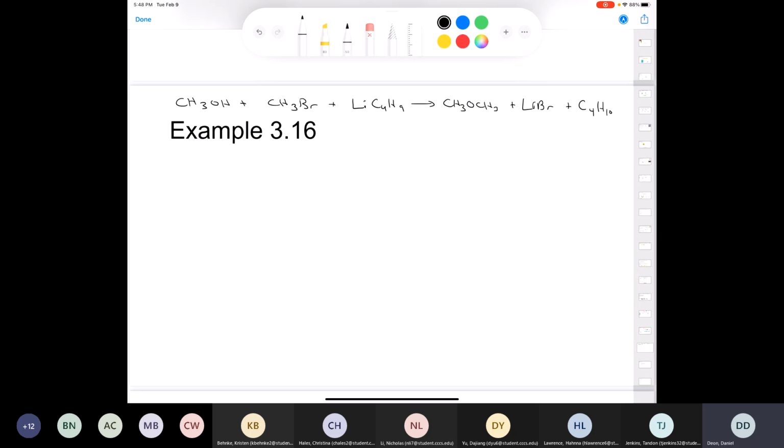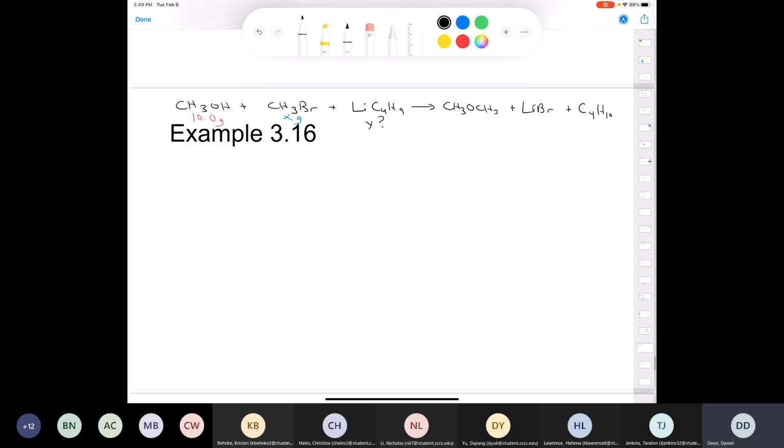Well, what it's asking us is, if you have 10.0 grams of this guy, how many grams of this do you need in your reaction? And how many grams of this do you need? Y grams, we'll call it. How many grams of both of these do you need?